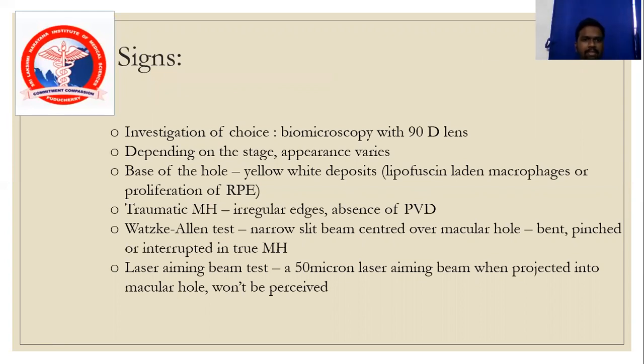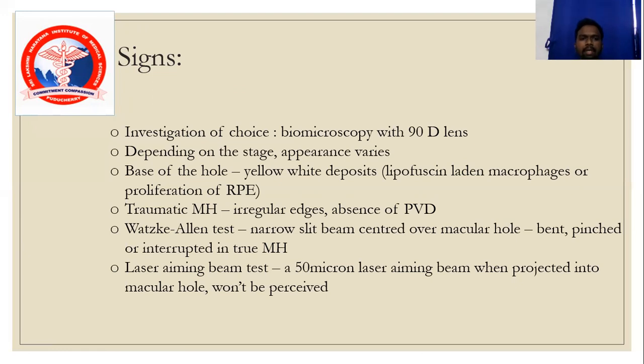Yes, we do have two tests. One is the Watzke-Allen test, where we aim a narrow slit beam from a slit lamp biomicroscope and we focus it at the level of the macular hole and we ask the patient whether you are perceiving any light or not. A normal patient usually will see a narrow slit beam, while a patient with a macular hole usually complains of a bent or a pinched light beam that he is seeing.